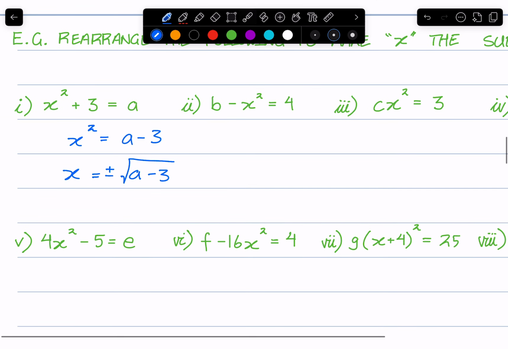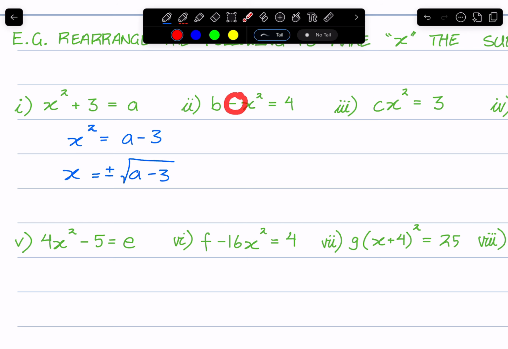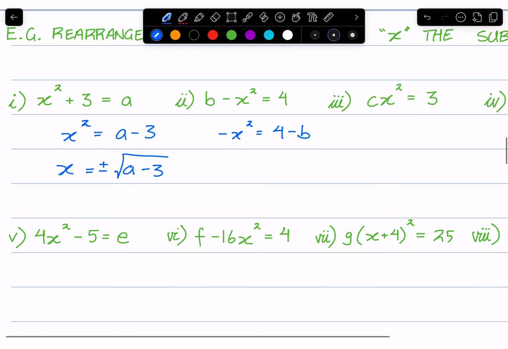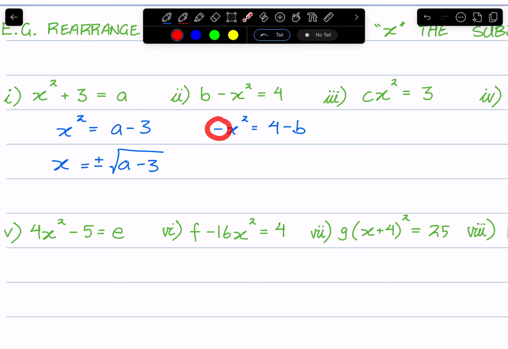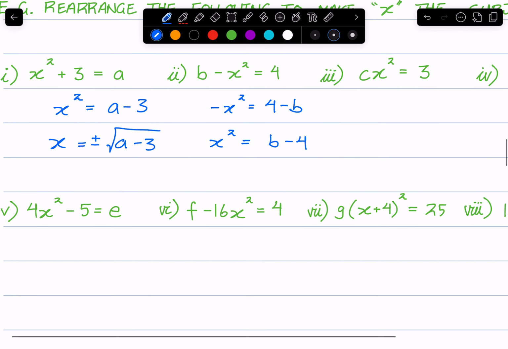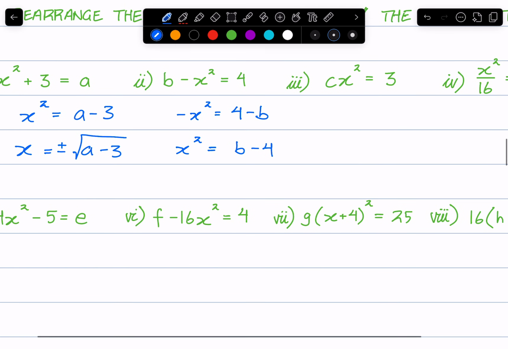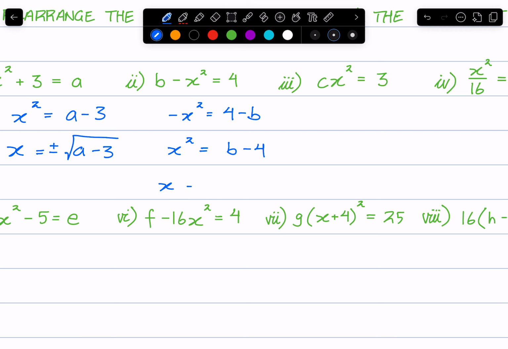So let's keep going with this one. Notice how with this we have this negative again, and we'll see how this works out. So first we subtract b on both sides, leaving us with negative x squared equals 4 minus b. I'm going to divide by that negative 1, which leaves us with x squared equals b minus 4. And now we take the square root of this one. So this becomes x equals plus minus the square root of b minus 4.